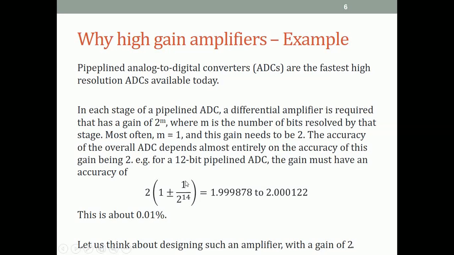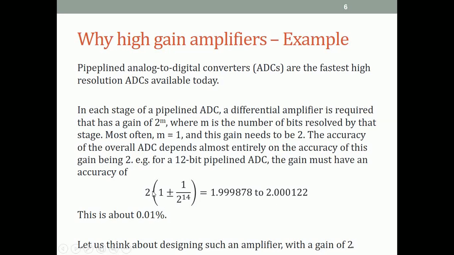For a 12-bit, you read 1 over 2 raised to 14, which turns out to be 1.999878 to 2.000122, or 0.01%. So it is required for all the pipeline ADCs in the world that an amplifier be available whose gain is within 0.01% of 2.